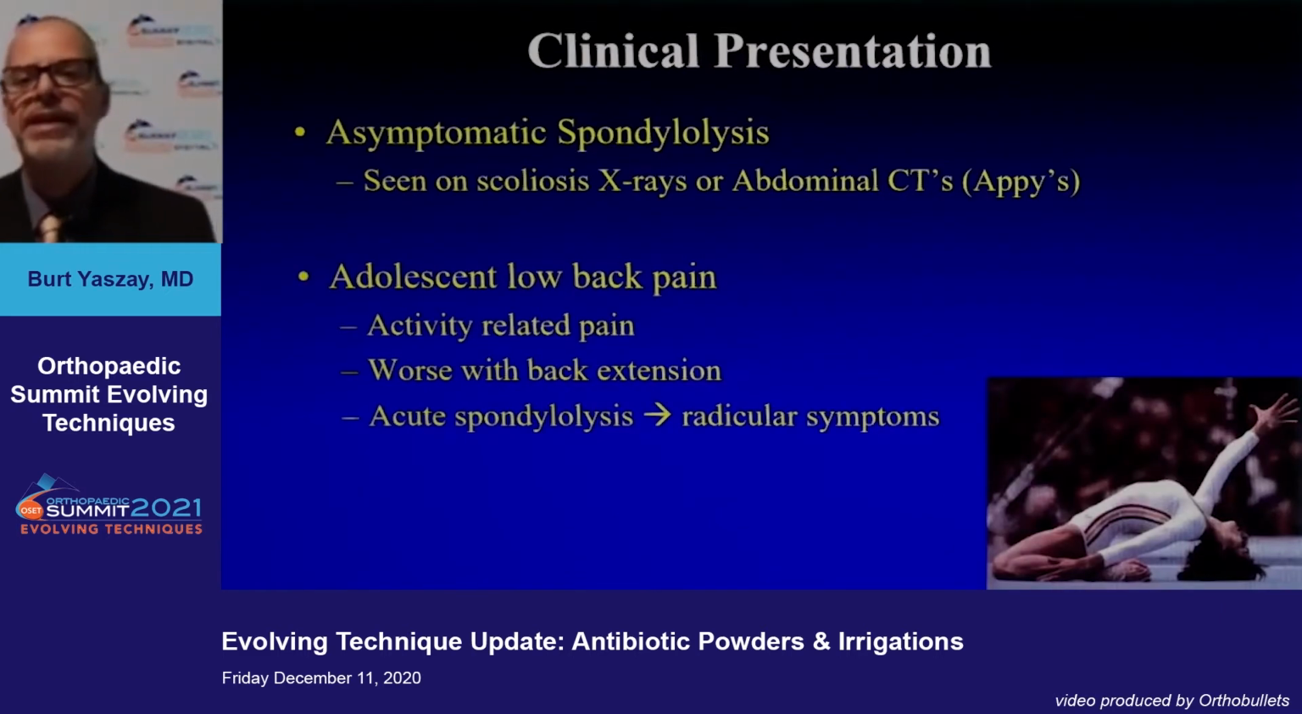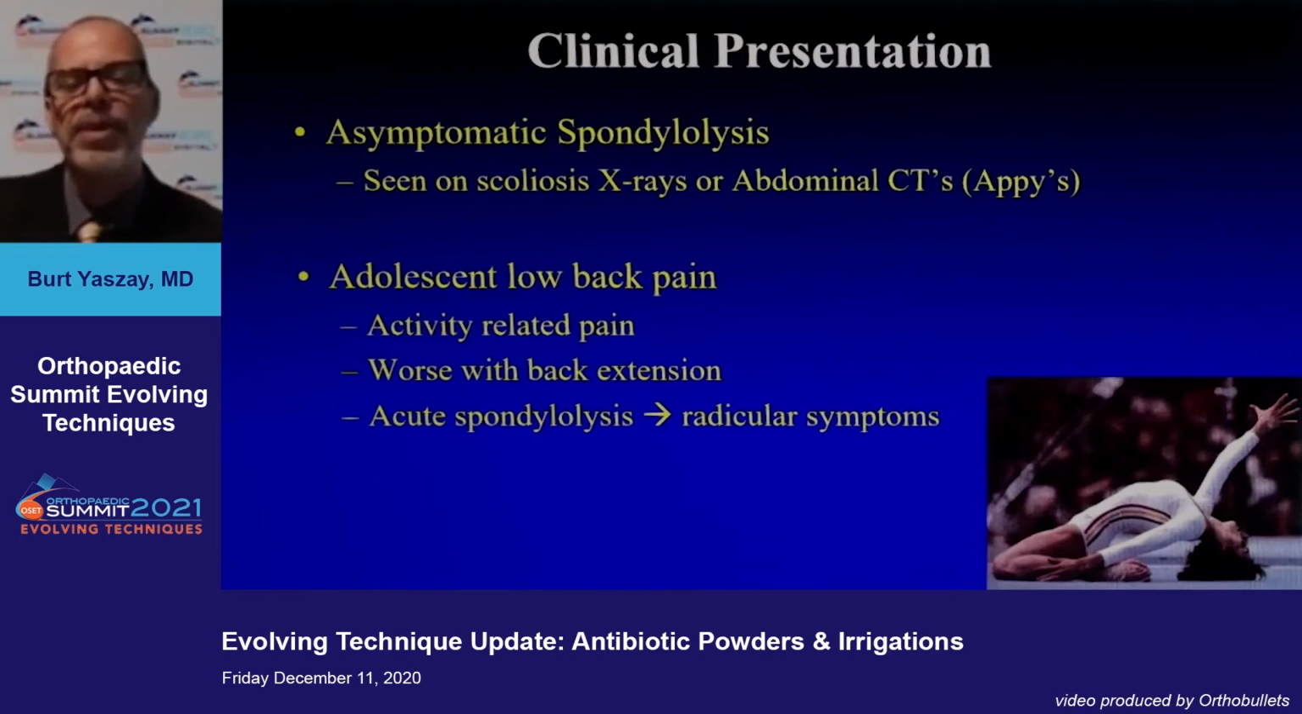So what's the clinical presentation for spondylolysis? Well, it comes in a couple different forms. I have a decent amount of patients that come to me with their parents because they're otherwise asymptomatic, but they're seen incidentally, on either a scoliosis X-ray or an abdominal CT for appendicitis, for example. But in terms of the symptomatic presentation, it's usually an adolescent with low back pain. It's activity related, worse with back extension.